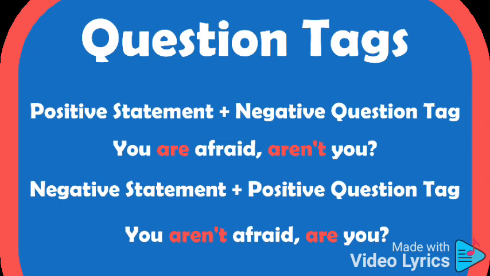But also, dear listeners, note that after the imperative, do or don't do, etc., the tag is usually will you. For example, open the door. The question tag here is will you?